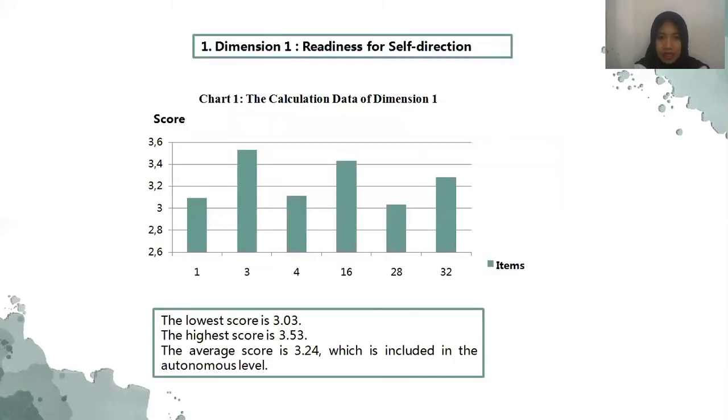And then in this study, the researcher also saw the data in 9 dimensions. First, dimension 1, readiness for self-direction. The lowest score in this dimension is 3.3, and the highest score is 3.53, and the average score in this dimension is 3.24, which is included in the autonomous level.